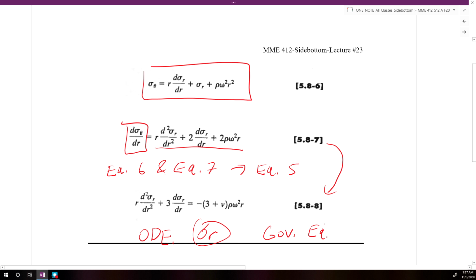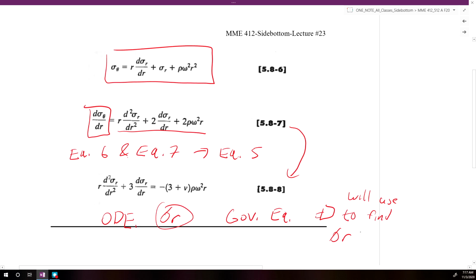The two stresses. So we'll use this to determine sigma r, and then we know that once we have sigma r, we should then be able to find sigma theta. So in short, the major thing is we've established some relationships between sigma theta and sigma r, and now we have an ordinary differential equation that we can use to determine a solution for sigma r, and we can then find sigma theta.